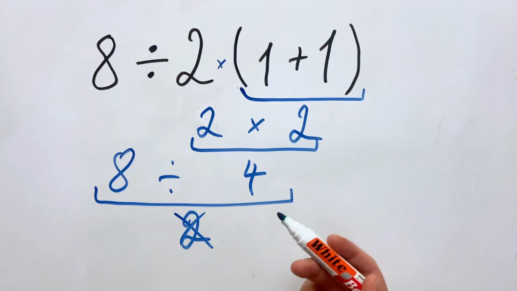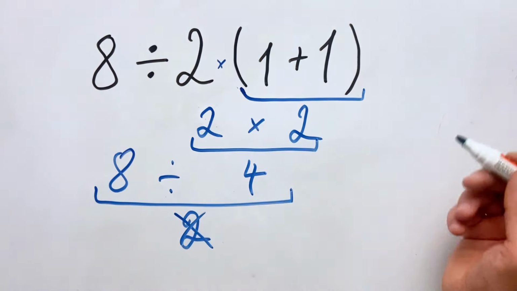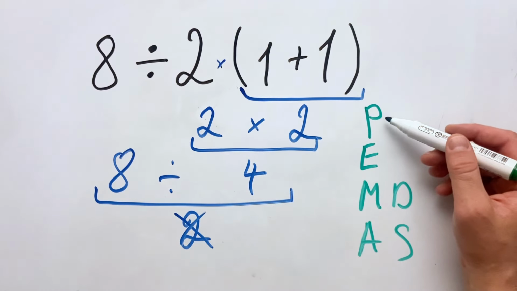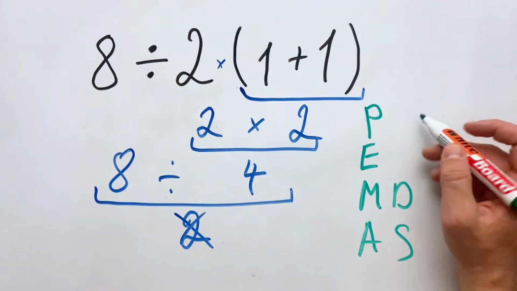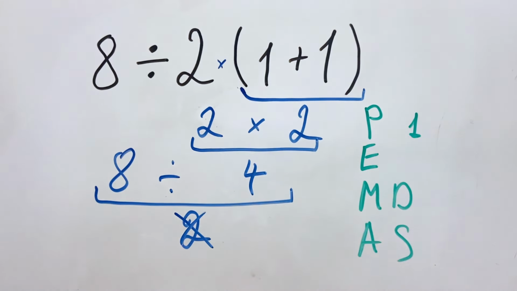Why is this approach not correct? Because if you remember the order of operations, either PEMDAS or BODMAS, we will use PEMDAS in this example. P stands for parentheses, and if we have parentheses in the expression, we must do them first.